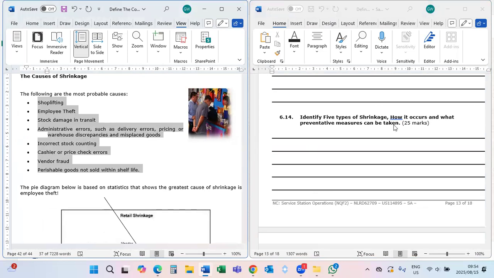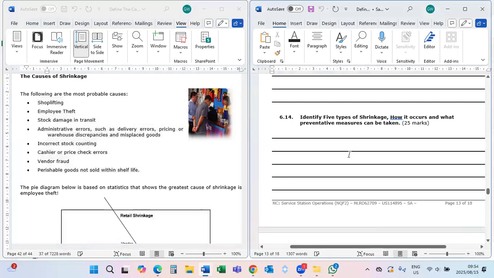Okay. And what preventative measures? So for each one of these, shoplifting, we would have cameras. Employee theft, cameras again, or searching employees before they leave. Stock damage, checking stock when it arrives and making sure it's in good order. Administrative errors, that's through the cashier. Incorrect stock counting, that is stock counting errors, okay? Pricing errors by the cashier again. Vendor fraud, in other words, people are stealing from the vending machines, and perishable goods not sold within the lifespan. In other words, a lettuce goes off. Just use those there and provide an example to gain your 25 marks here.